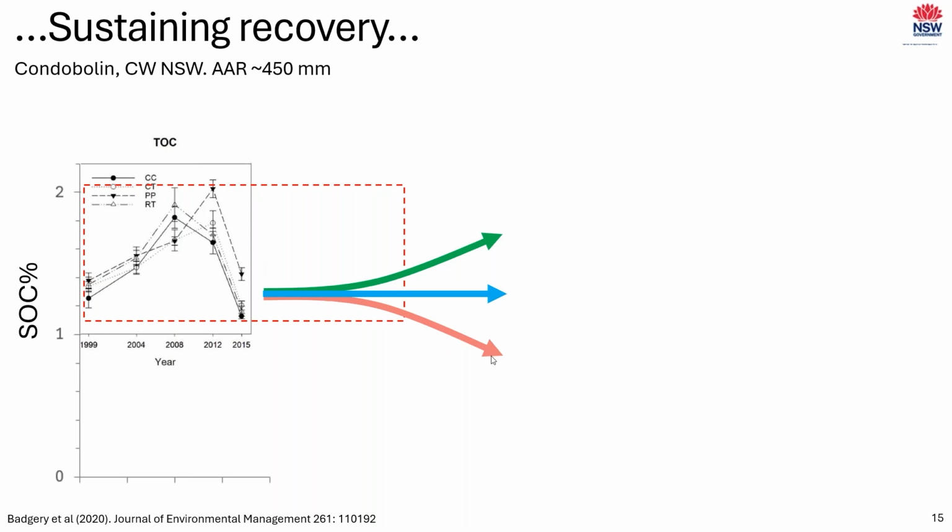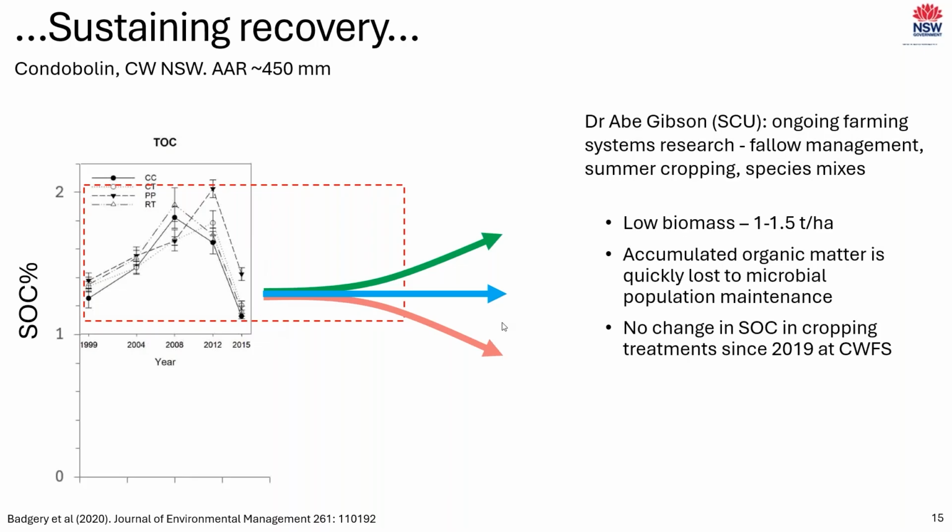Because as they fall away, we're losing that cycling that supports our ag systems and soil resilience. Unfortunately, that's as far as that data goes. Those practices were stopped at that point. But more recently, Abe Gibson at Southern Cross has been doing some farming systems research out there with different fallow management and summer cropping and species mixes.